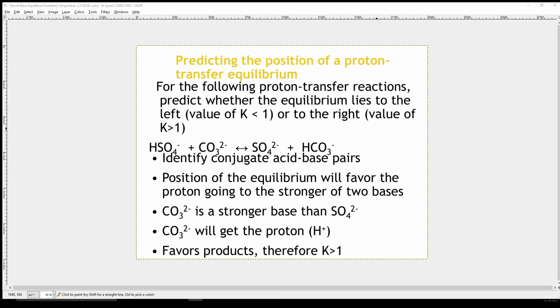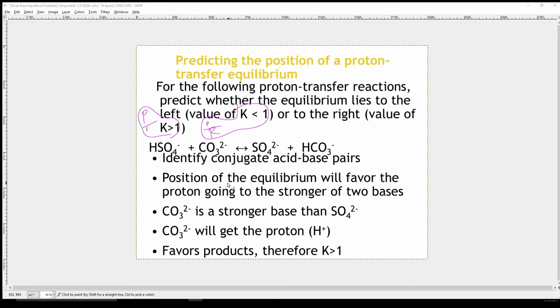All right, so we're going to try predicting the position of proton transfer equilibrium. For the following proton transfer reactions, predict whether the equilibrium lies to the left or to the right. If it lies to the left, our value of K will be less than 1. That means that we will not have very many products, but we'll have a whole lot of reactants. If our value of K is greater than 1, it's lying to the right. That means we have a whole lot of products and not very many reactants.